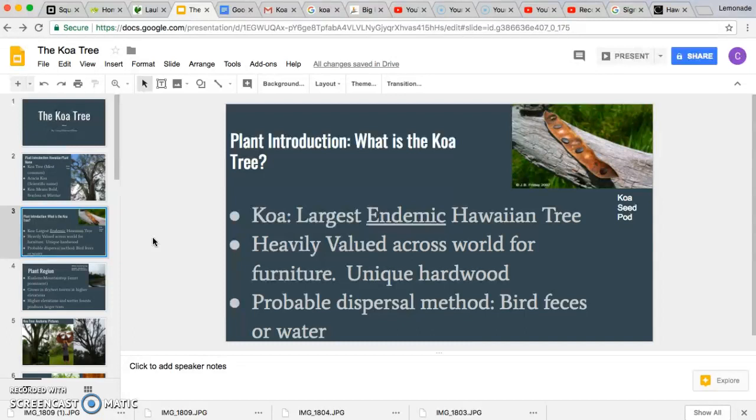Of course, it is an endemic species, so it is only found here. But it has a probable dispersion method, probably through bird feces or water. But I'm assuming it went through bird feces because it is a common bird snack, and it does have the possibility of transmitting through birds. And this is probably how it reached here.